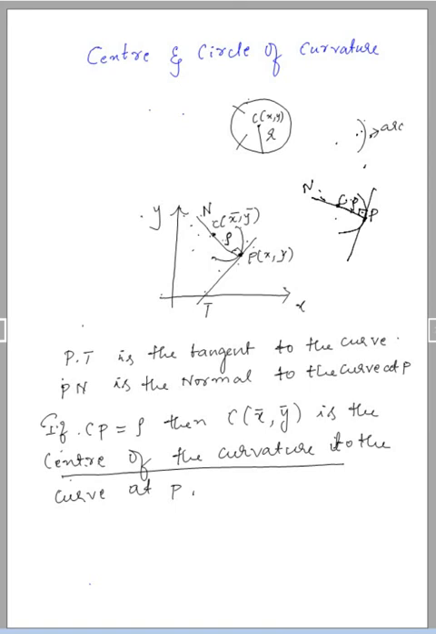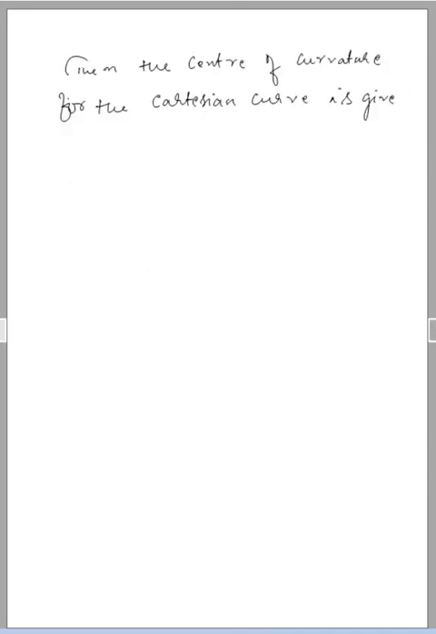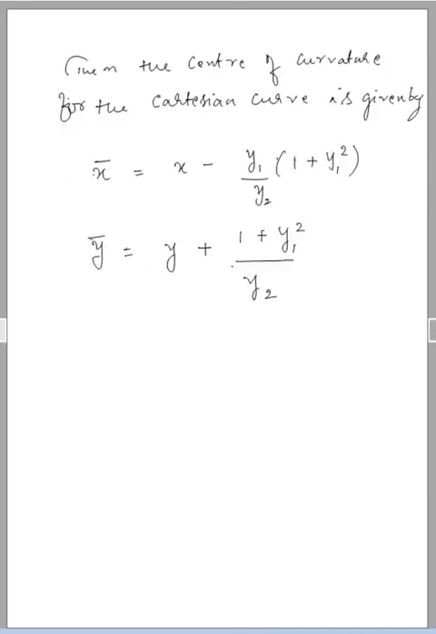Now we shall go for defining a circle of curvature, given by this very simple form: x minus x bar whole square plus y minus y bar whole square equal to rho square. This is the general formula for circle of curvature. So I have defined center of curvature and circle of curvature with definition and a formula. So you can make a note of it.